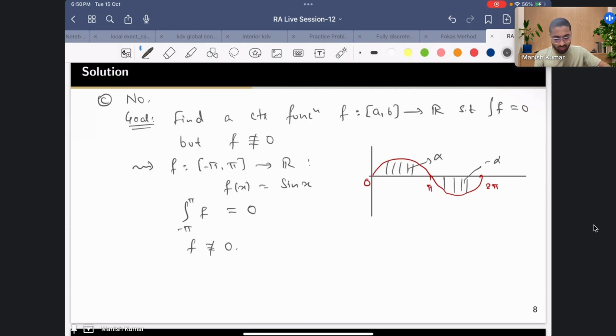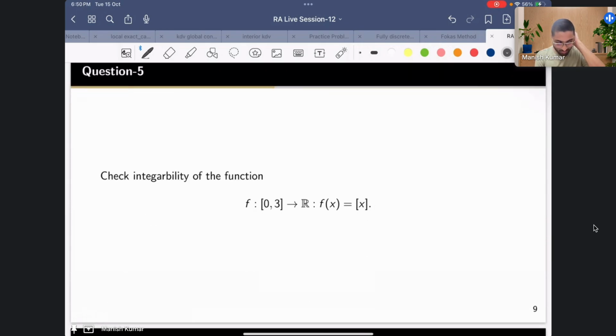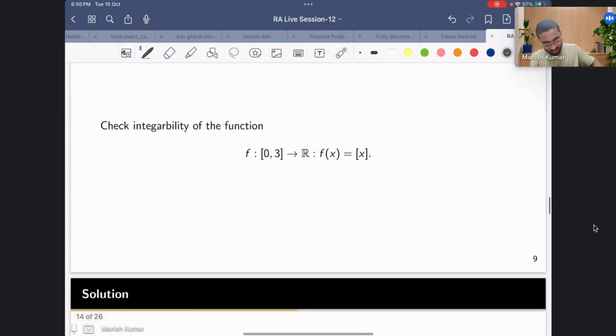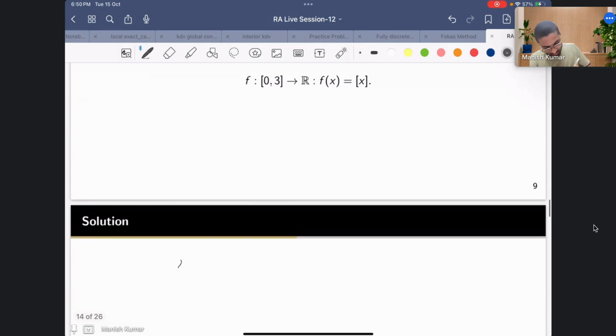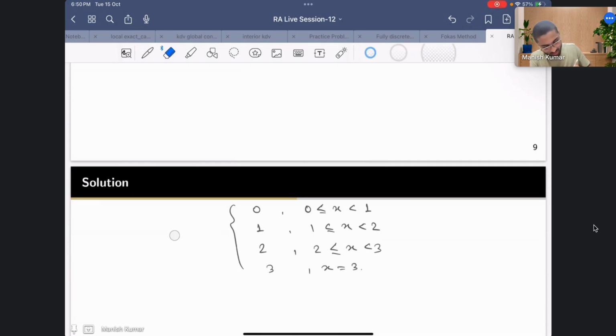Okay, so now let's come to the next problem. This is an easy example. You have this box function defined from [0, 3] to R. Let me first write what this function would be. f of x will take the value 0 if x is from 0 and less than 1. It will take the value 1 if you start from 1 and less than 2. It will take the value 2 if you start from 2 and less than 3, and it will take the value 3 if x is equal to 3. So this is the function.